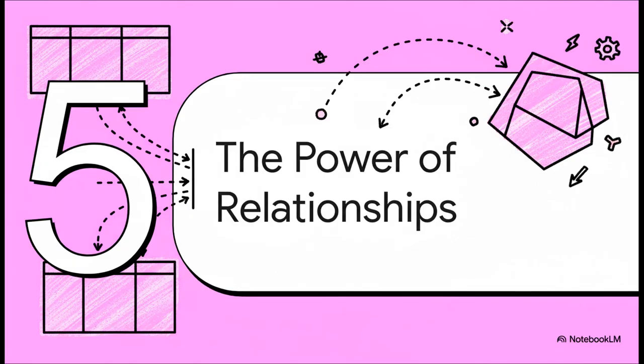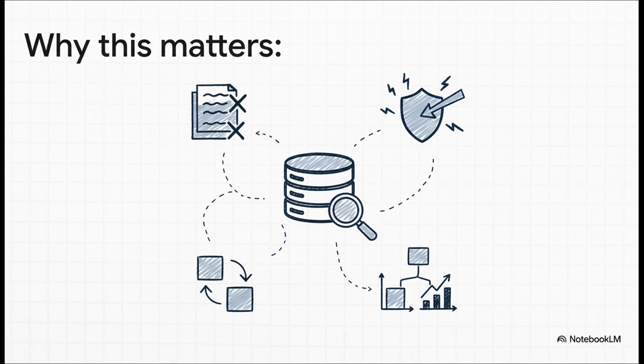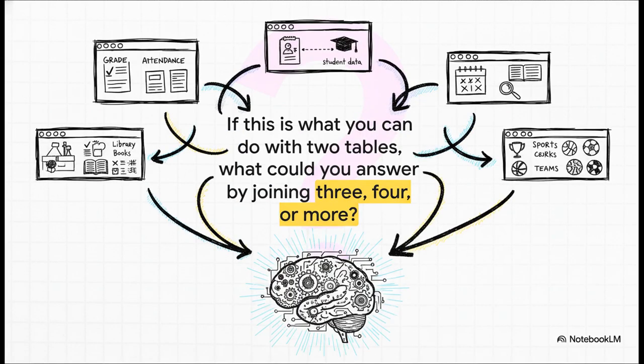So let's just step back for a second and think about what we just did. By first splitting our data up and then learning how to intelligently bring it back together, we've unlocked a way more powerful and way more reliable way of working with information. And this all matters for a couple of huge reasons. First, by getting rid of all that repetition, we protect our data. It's now consistent, it's trustworthy, and it's safe from those really dangerous update mistakes. And second, and maybe most importantly, it gives us incredible flexibility. We can now connect our data in all sorts of different ways to find insights we never would have seen before. And that right there is the big idea.